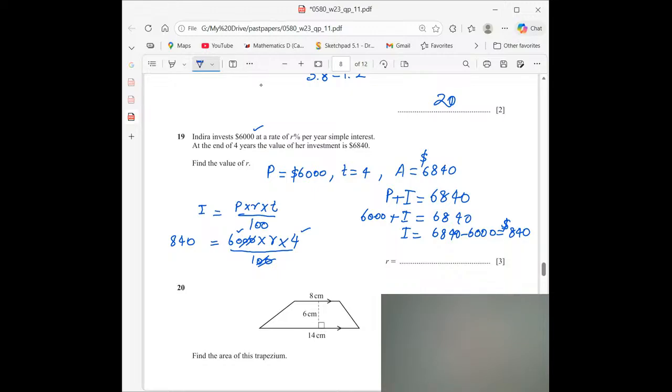So 840, you take this 4 to the left side, it divides. Take 60 to the left side, it will also divide it. So 6 cancels 84 by 12, and 4 cancels 12 by 3. So on the right side we have R. See that R is 3%. This is the answer, and we can write it right here. 3% is the interest rate.